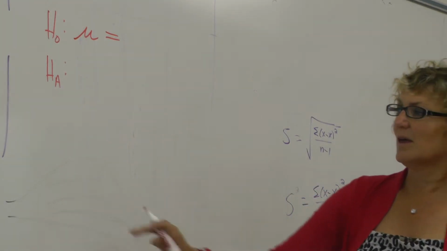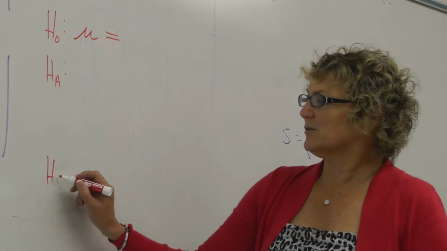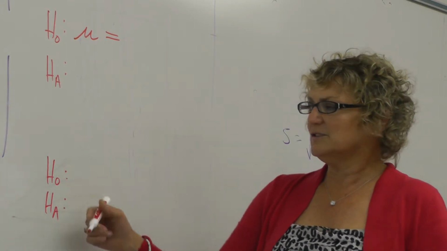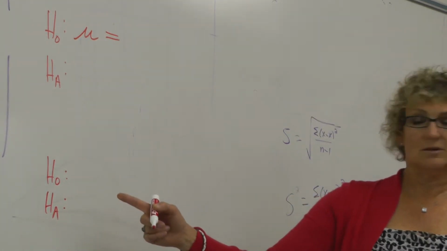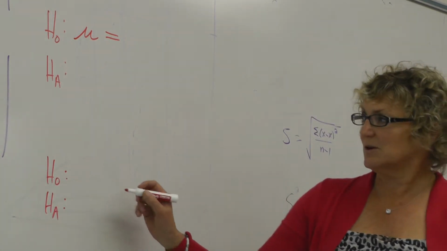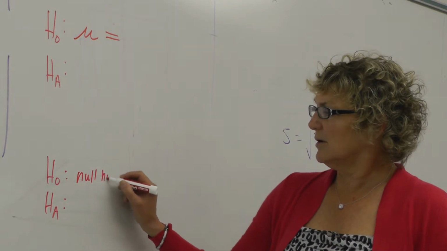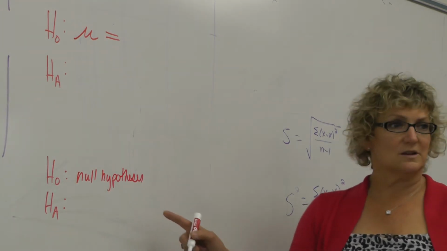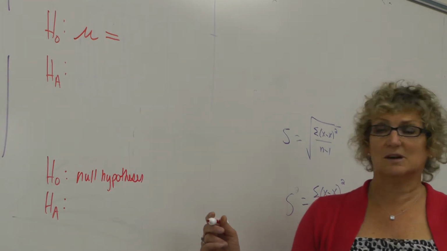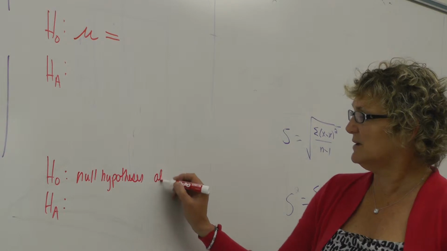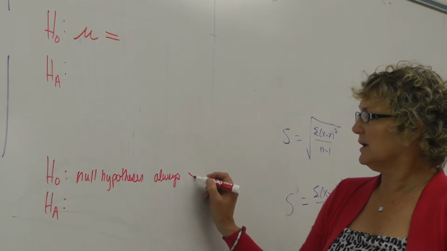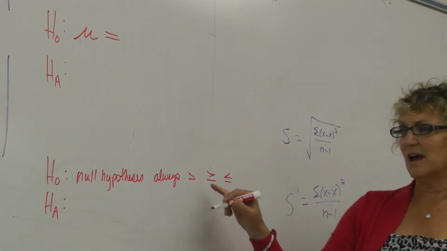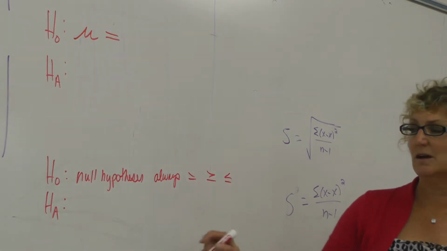Okay. So whenever we have, let's go through this first. These are always going to be complementary to each other. The null hypothesis is always going to have the equal sign. It's always going to have equal, greater than or equal to, less than or equal to. It's always going to have a form of an equal sign.